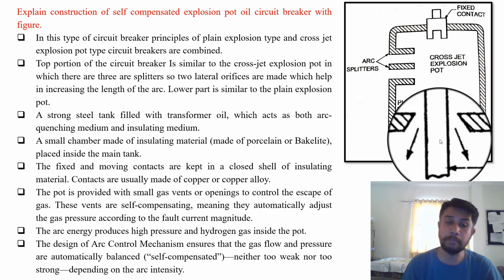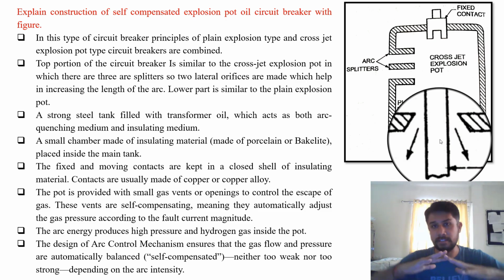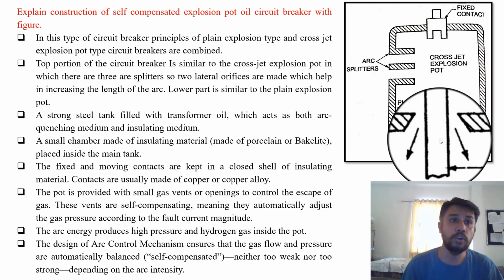The vents are self-compensating, meaning they automatically adjust the gas pressure according to the fault current magnitude. The arc energy produces high pressure and hydrogen gas inside the pot. The design of the arc control mechanism ensures that the gas flow and pressure are automatically balanced, that is self-compensated, neither too weak nor too strong depending on the arc intensity. So this is how the construction of the explosion pot type oil circuit breaker can be explained properly.